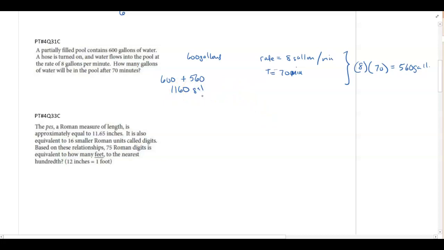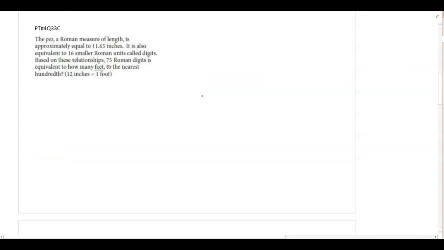All right. Now, the next one. This problem is a little more difficult, but it's critical to understand that if you write everything down and organize yourself, it is a problem you should be able to get.